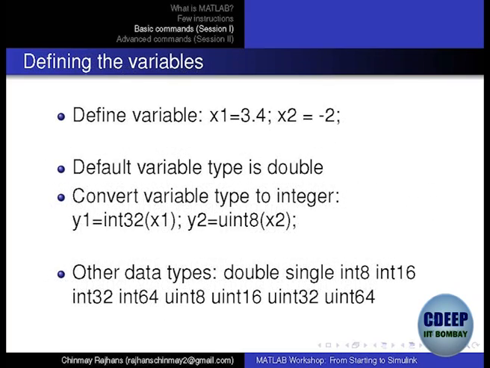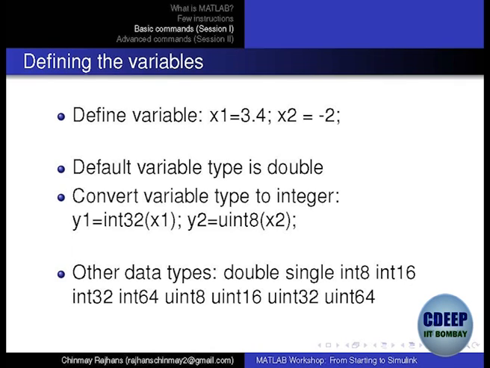So right now we are starting the workshop. Okay, so try this. Go to your script.m file. Just write this first value, first line. Default variable types are double. You can also convert them to other types using these commands called uint, int, whatever, 32.